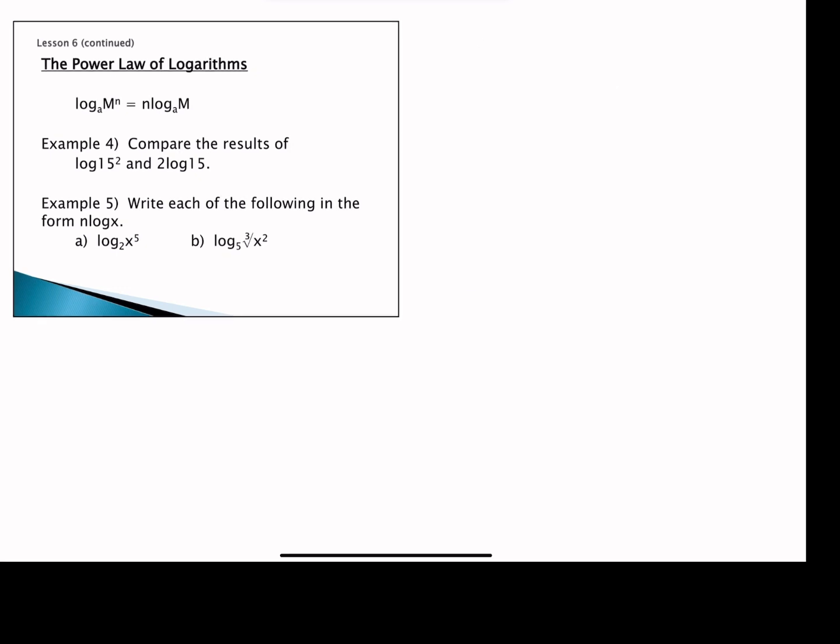So to work with this power law a little bit, we want you to write each of the following in the form n times the log of x. So the first expression we're given is log base 2 of x to the power of 5. I'm not asking you to evaluate anything. I just want you to rewrite it as n times the log of x. So essentially what has to happen is we need to take this power and move it in front as a coefficient. So what we end up with as an equivalent expression is 5 times log base 2 of x. So we're preserving the base. We're just moving that power from a power position into the coefficient position.